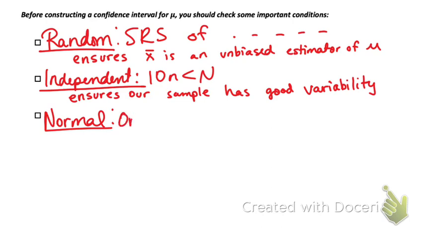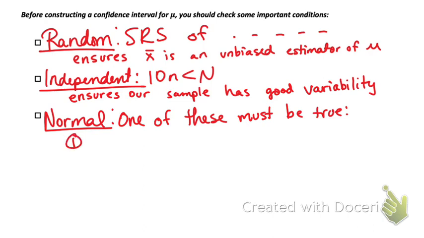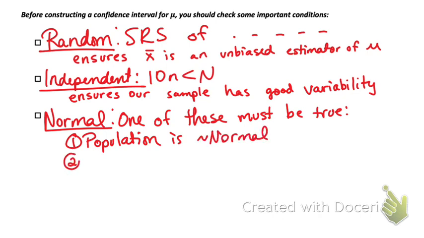All right, so one of these must be true. Either the population is approximately normal, or what's our backup plan in case we don't know the shape of our population? If n is greater than or equal to 30, the CLT applies. What does CLT stand for? Central Limit Theorem.